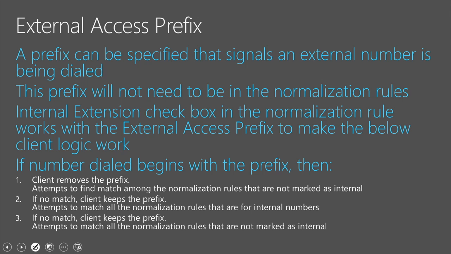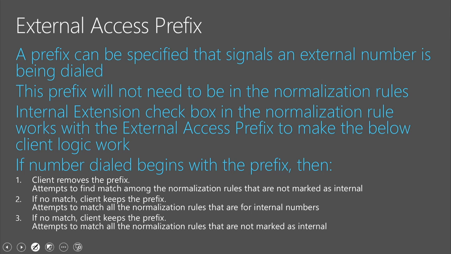The external access prefix here in the dial plan is to accommodate that scenario where a user would dial 9 for an outside line. You want them to dial 9 and then the phone number, the public phone number that they want to reach. And so you want to accommodate that behavior when they move to Skype for Business.